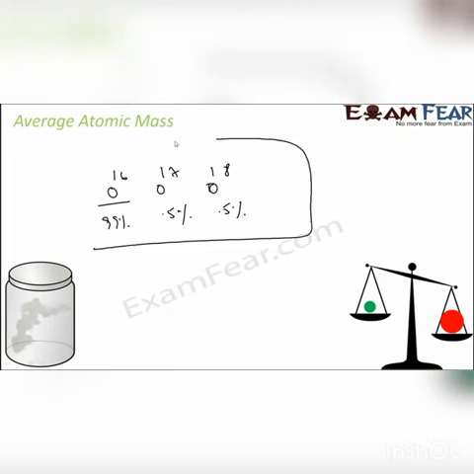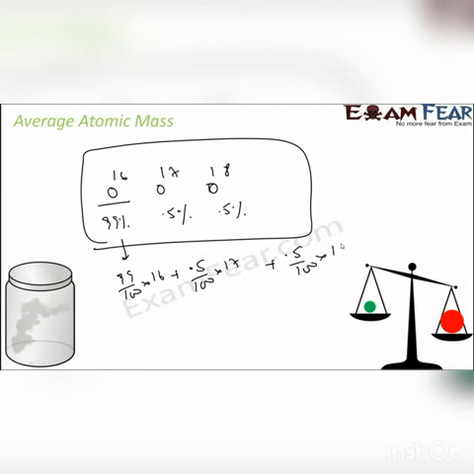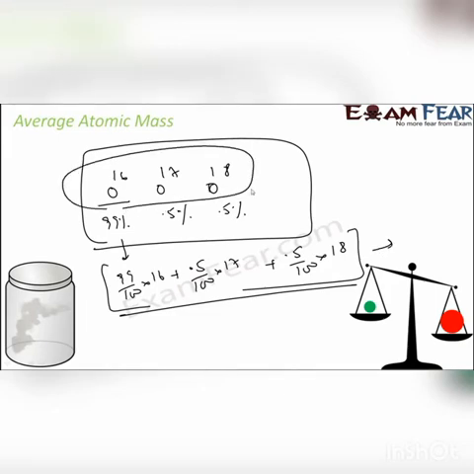If you talk about the average atomic mass, that means the atomic mass of any oxygen sample which you get will have 99% oxygen 16. So it will have 99 by 100 into 16, plus 0.5% of 17, plus 0.5% of 18. So this will be the average atomic mass, because this is the average of atomic mass of all the isotopes in a given sample.